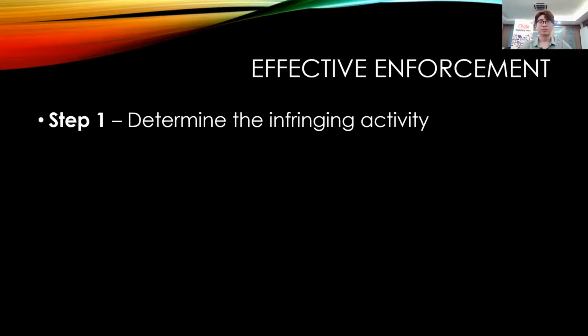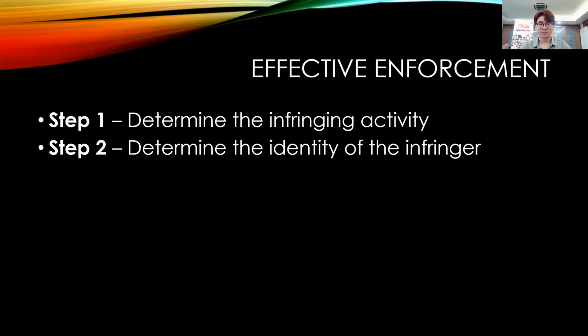So you have to be properly advised, or properly ensure what the activity is, before you actually proceed to your second step, which is to determine the identity of the infringer. The identity of the infringer in the current generation is very hard to determine. Certain people will hide behind a proxy, or behind a company, and there are a few layers of companies you have to go through.